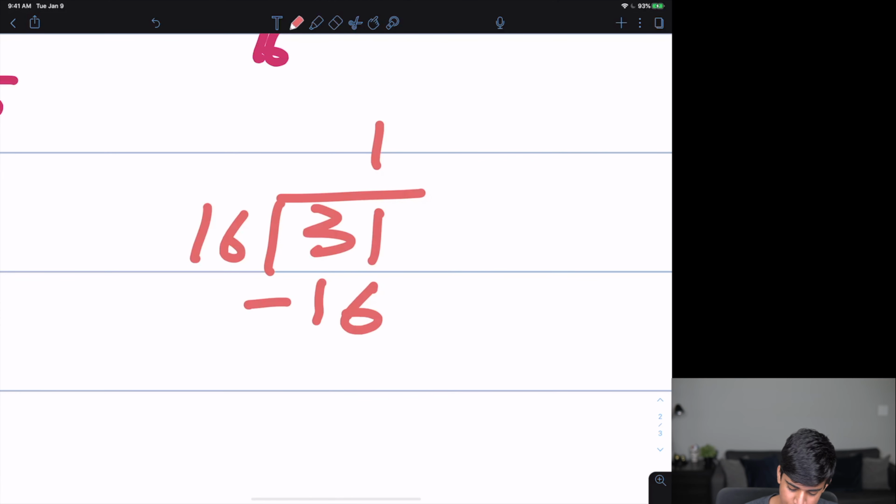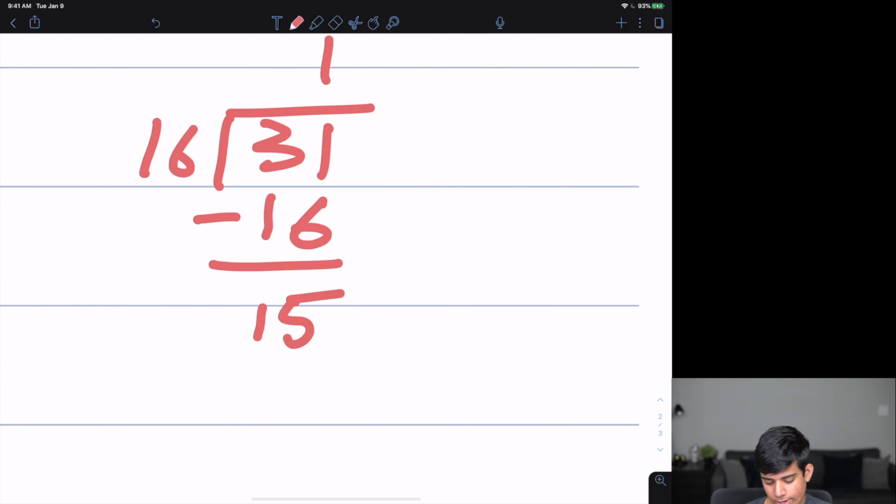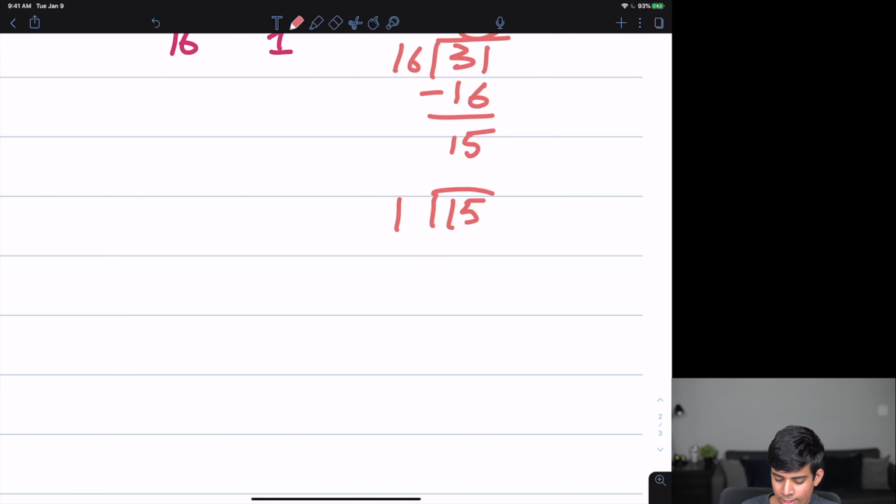And I can do 31 minus 16, which will get me 15 right over here. I'll make sure that I did that correctly. Yep, that is 15. Now that I have 15 over here, 1 becomes my number in the 16th place. And now I do 15 divided by my next place, 1. Well, 15 divided by 1 is just 15.